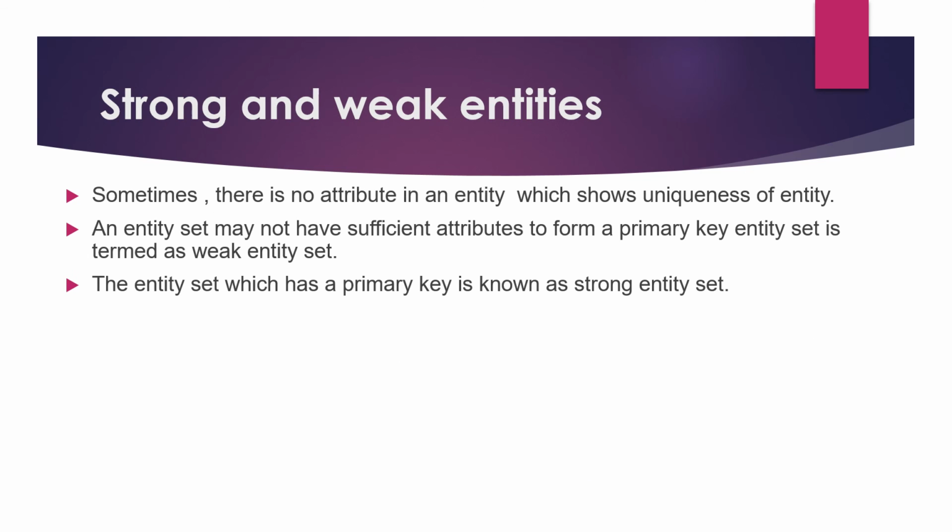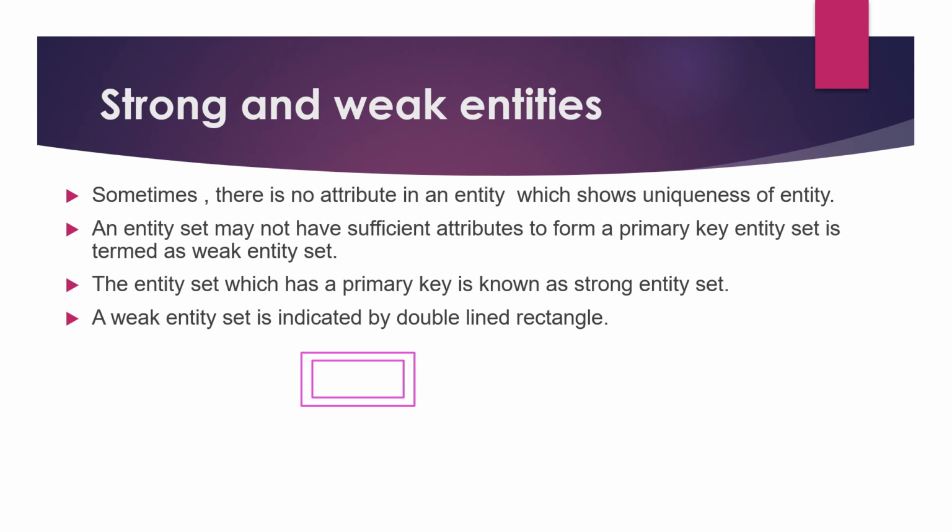Then strong and weak entities. Sometimes there is no attribute in an entity which shows uniqueness of the entity. An entity set may not have sufficient attributes to form a primary key; such an entity set is termed a weak entity set. And the entity set which has a primary key is known as a strong entity set. A weak entity set is indicated by a double-lined rectangle.